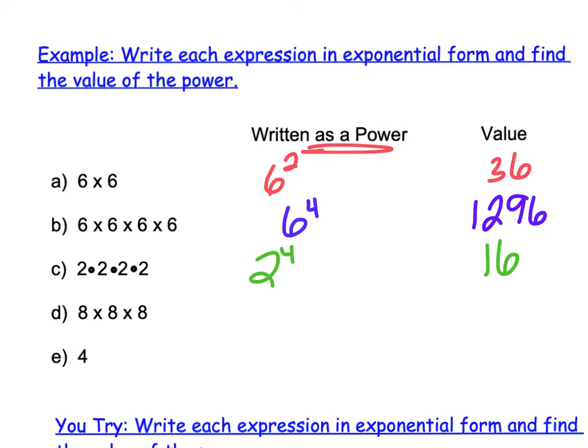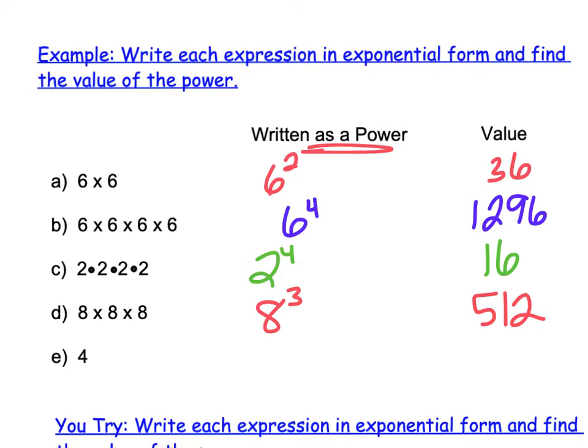And a lot of times we can use our calculators on this, so don't panic. 8 times 8 times 8, well, we can write that as 8 to the power of 3, or 8 to the 3rd power, or 8 cubed. All are the same way of saying that 8 is being repeatedly multiplied by itself 3 times. And I used my calculator and found out that that is 512.